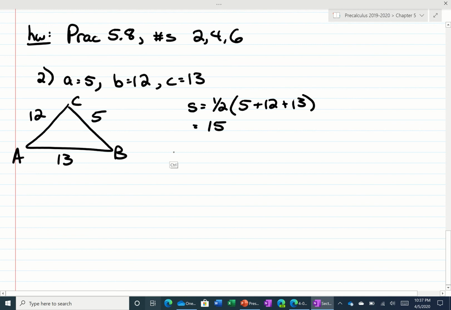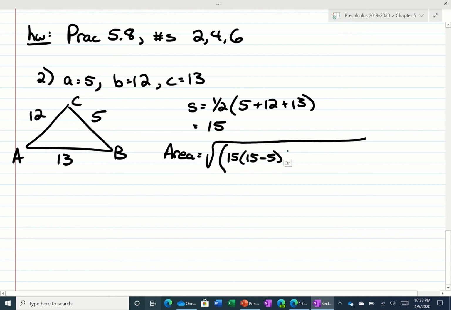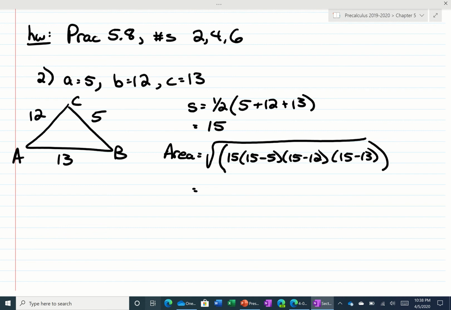Okay, and then when I go to type my formula into the calculator, the area is going to be the square root of parentheses. This is how I type it in: 15, 15 minus 5, 15 minus 12, and then 15 minus 13. Close the parentheses, and let's see what my calculator says. The calculator is telling me the answer is 30. Let's make sure that's right. Yep, 30 square units would be the answer.